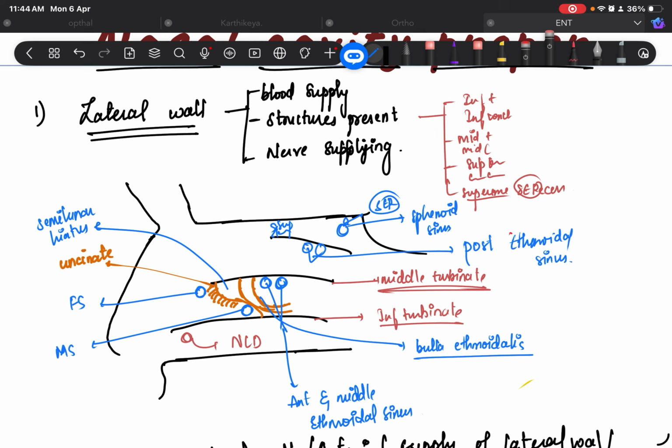Now coming to the middle turbinate and middle meatus. The middle meatus contains the frontal sinus opening, which is at the anterior part, and the maxillary sinus, which is at the lowest part, the uncinate process, and the space between the uncinate process and the bulla ethmoidalis is the semilunar hiatus. The bulla ethmoidalis is a bulge that contains the anterior and middle ethmoidal sinuses. And the superior meatus contains the posterior ethmoidal sinus, and the sphenoethmoidal recess contains the sphenoid sinus. As you can see, all of the anterior sinuses open into the middle meatus, and the posterior sinuses open into the superior meatus or the sphenoethmoidal recess.